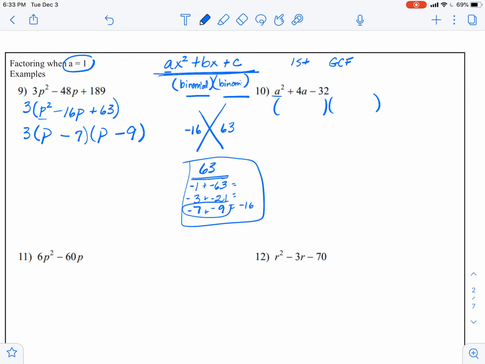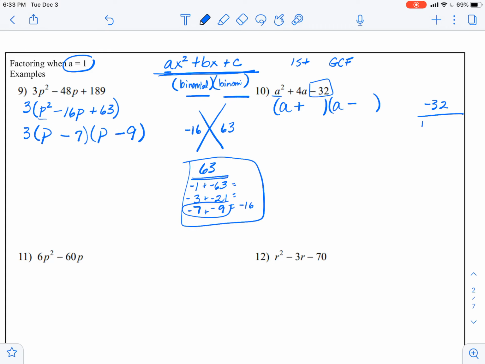I already know in order to get A squared, I have to have an A and an A. The other thing you can think of is that I need a negative 32, which means I'm going to have 1 plus and 1 minus. That's the only way I can get a negative number if I multiply. Now I'm going to go over here with my 32, and I'm going to start looking at all the factors.